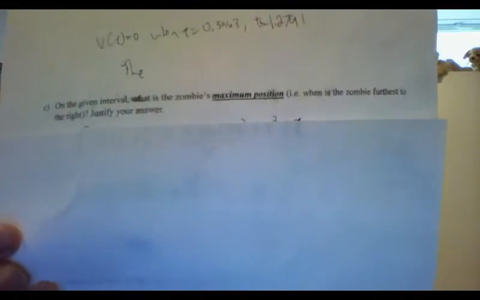On the given interval, what is the zombie's maximum position when the zombie's furthest to the right? Justify your answer. It's basically, this question is saying, when is the y-coordinate for position the greatest?